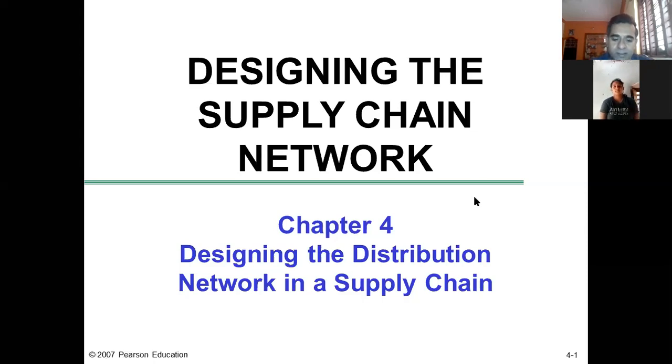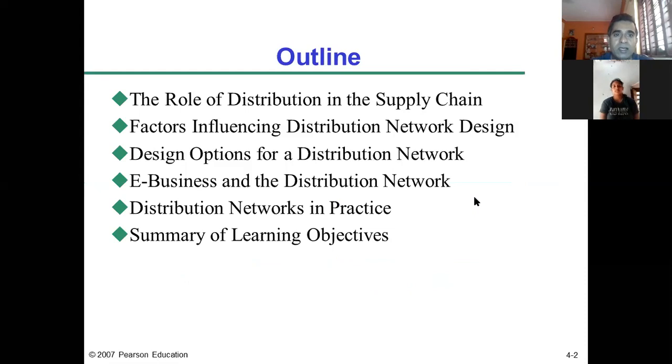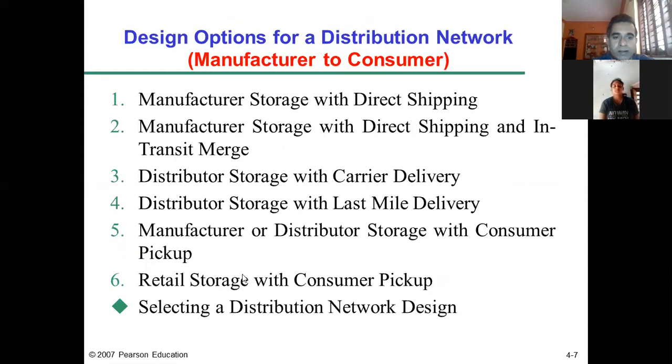In the previous class, we learned about the role of distribution in the supply chain, factors influencing distribution network design, and the design options for a distribution network. So far we have learned retail storage with consumer pickup, manufacturer storage with direct shipping, and manufacturer storage with direct shipping and in-transit merge. This is where I will continue.